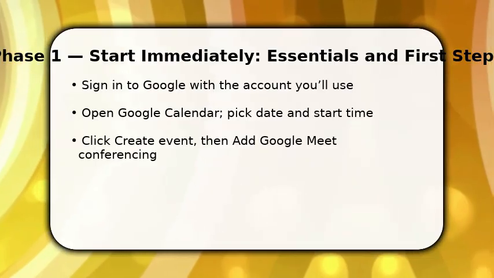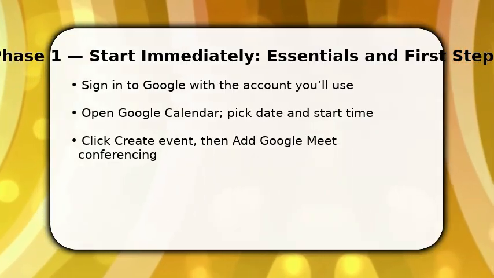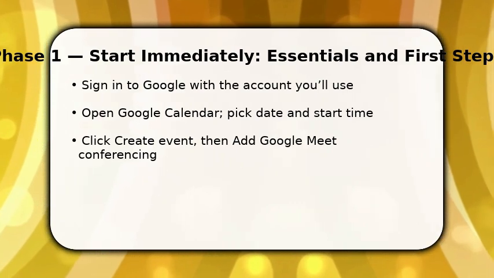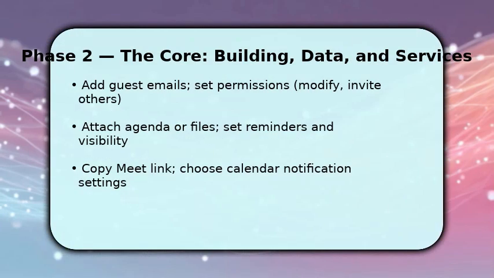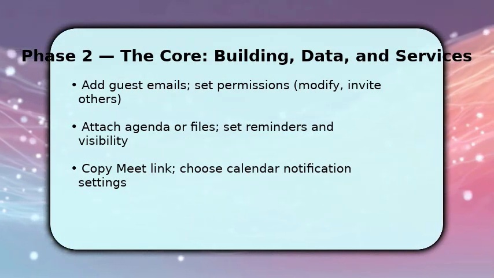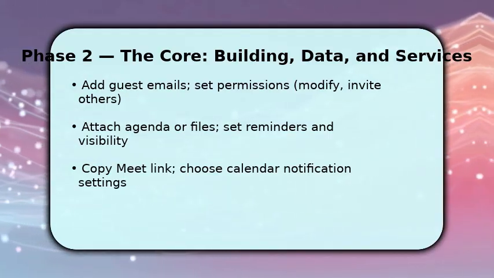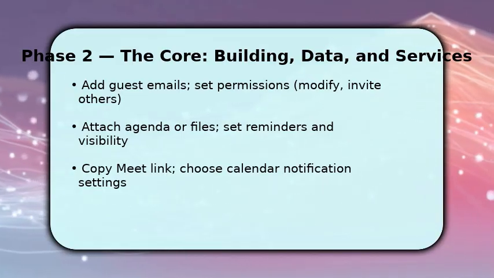Don't skip setting the time zone correctly, because participants might join at the wrong moment. Once the Meet link appears, add guest emails so invitations distribute automatically. You control guest permissions under Guest Permissions, for example, allow or block joining before the host. Attach an agenda or files to keep the session focused, and set calendar reminders so people receive notifications.